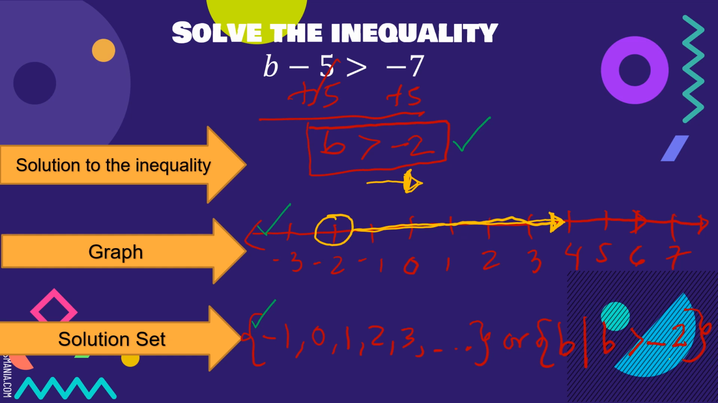What we're going to do is try to investigate if our answer is correct. We will select one number from the solution set to substitute for b. Let us say b is equal to 7. We are going to investigate if the inequality will remain true. So b will be replaced by 7, and 7 minus 5 is greater than -7. 7 minus 5 is 2, which is greater than -7. The inequality is true because a positive is always bigger than a negative value.